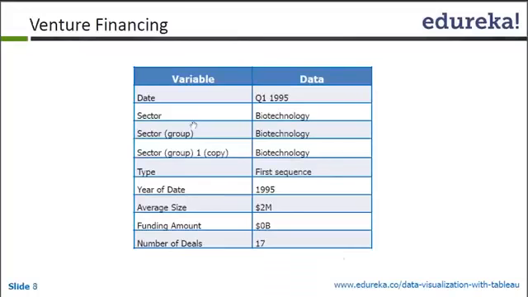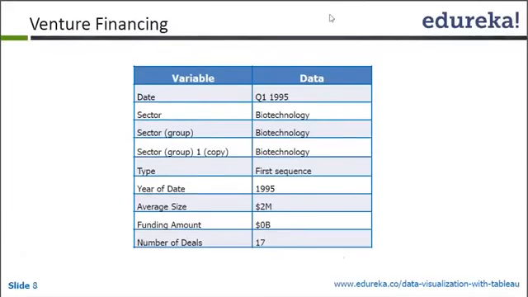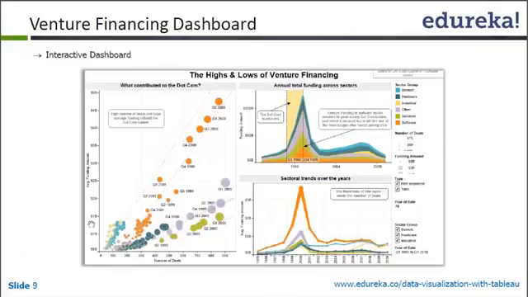The second one we'll go for is venture financing. So these are the variables which we have. There's a venture financing case study we are taking, where you have date, sector, type, year of date, average amount, funding amount, and number of deals.